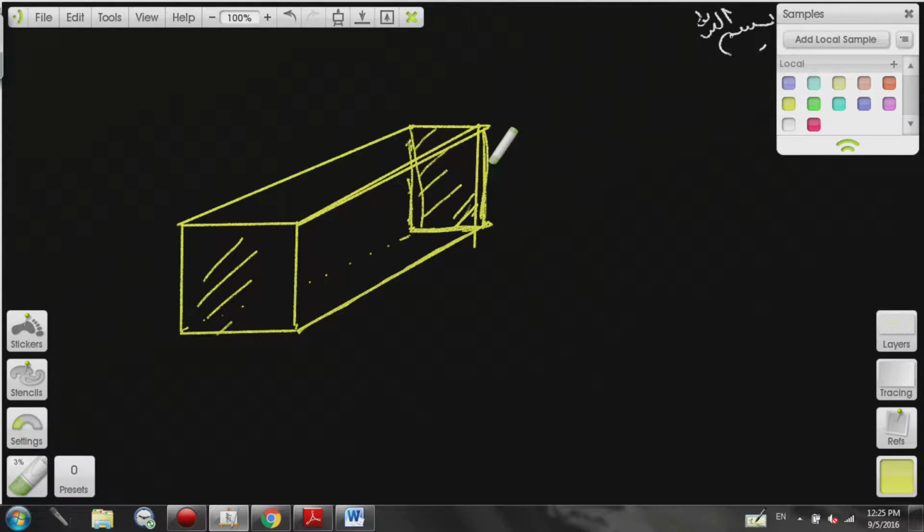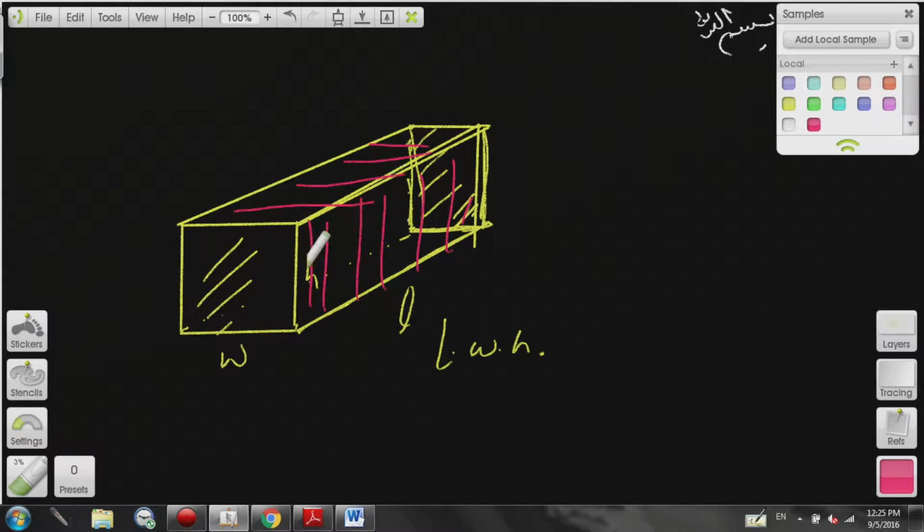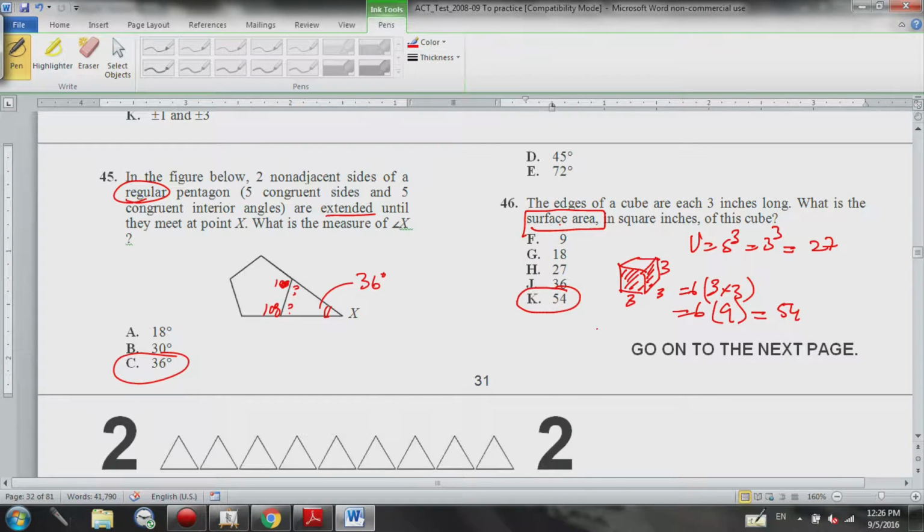So if this was the length and the width and the height, the volume would be length times width times height, right? That's clear. But for the surface area, you have to add up the areas of all the sides, and then add the 2 bases. So that's how you get the total surface area. Okay, that's question number 46.